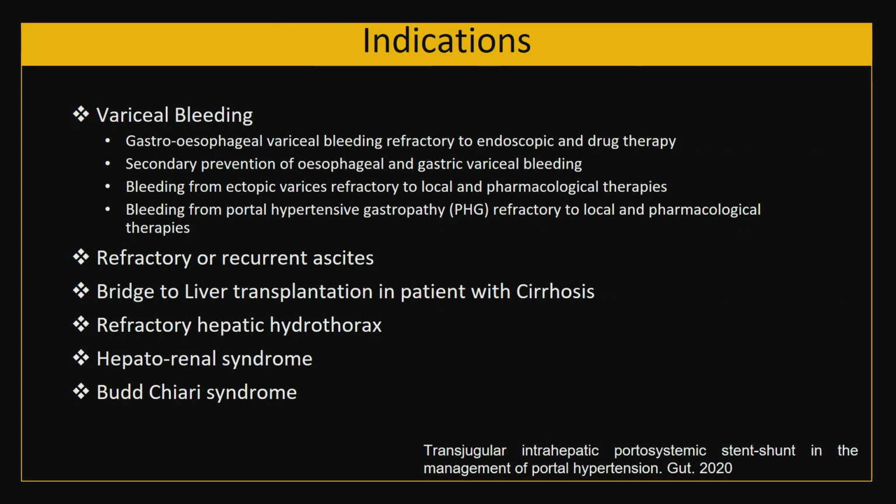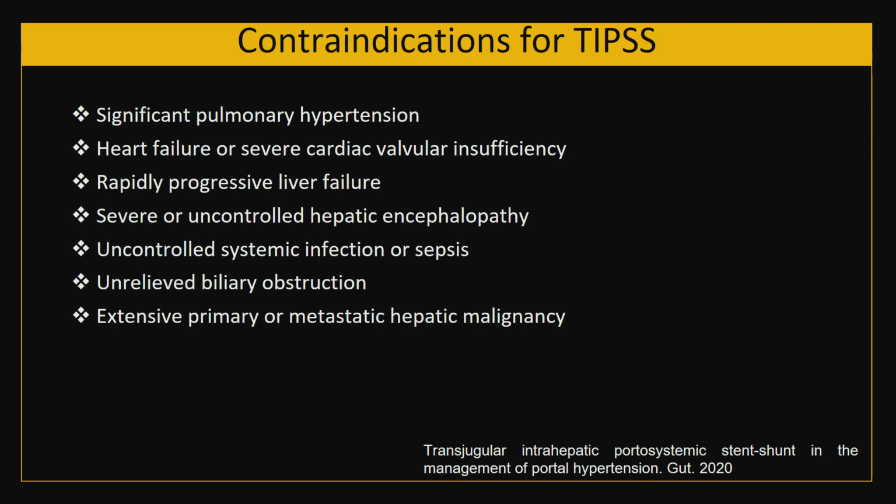Apart from variceal bleeding, we also have various indications like refractory ascites, refractory hydrothorax, hepatorenal syndrome, and Budd-Chiari syndrome. These are all indications for doing TIPS, and also to bridge a liver transplant patient if the patient has cirrhosis with all features of decompensation. There are some contraindications for doing TIPS, so detailed evaluation of the patient is important, including pulmonary hypertension, cardiac failure, liver failure, any present sepsis or biliary obstruction. These are all contraindications for doing TIPS.